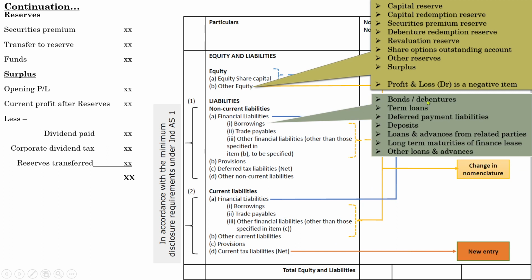Under borrowings, the main items are bonds or debentures, term loans. Term loans may be obtained from financial institutions or any other parties or outsiders. So whenever term loans is specified in the question, show it under this category. Deferred payment liabilities, deposits, loans and advances from related parties, long-term maturities of financial lease obligations, other loans and advances. So in the question, if you come across any of these items, you have to show them under the heading borrowings.